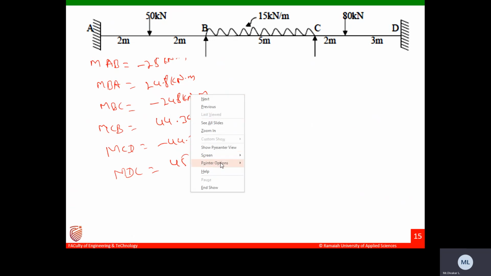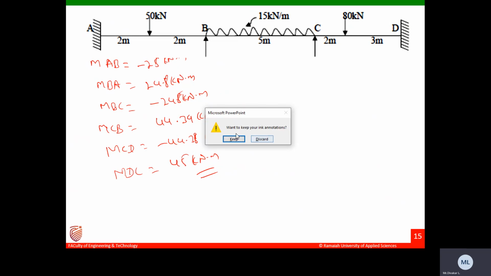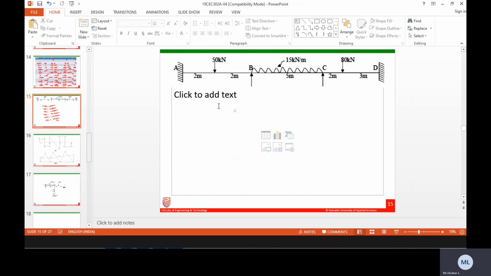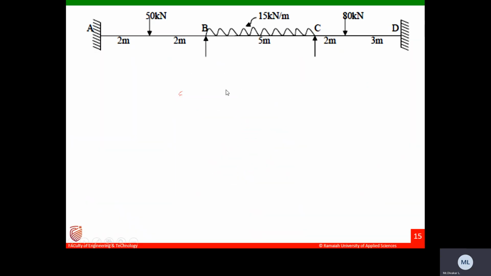So if you consider this, you know what the final moments are. I already wrote that. I will just note it down here. What all the moments did we get? I will just note it down here.